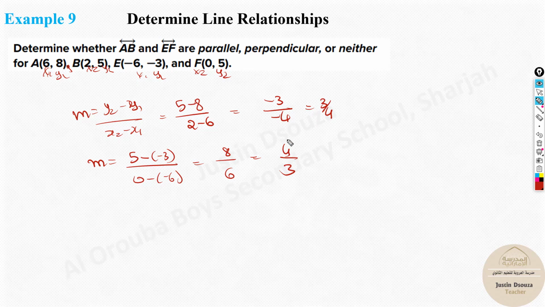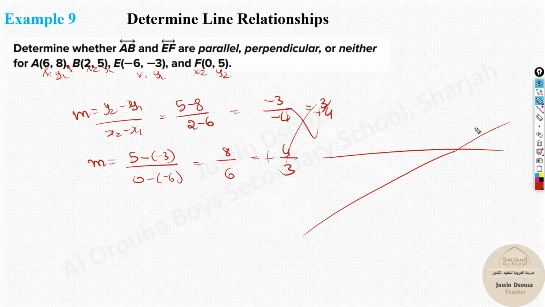Are these parallel? Are they same? No. Are they negative reciprocal? See, these are reciprocal, 4 and 3, but they are not different sign. Here it's plus, here also plus. Same sign is not perpendicular. So this can't be perpendicular nor parallel. These are just neither. These are just two random lines. Let me just draw like this. These are any two lines. Okay.